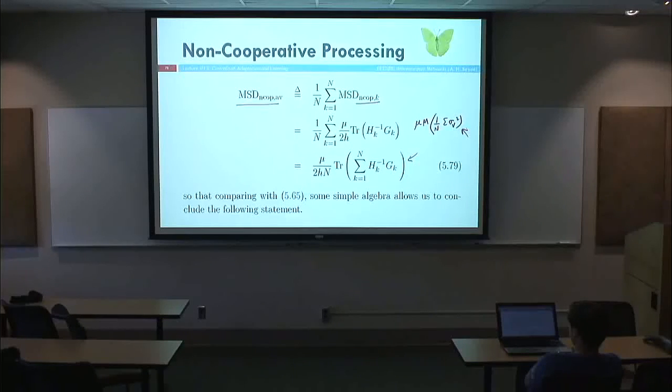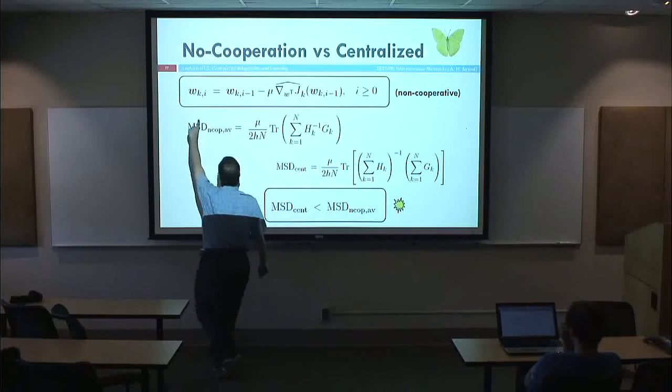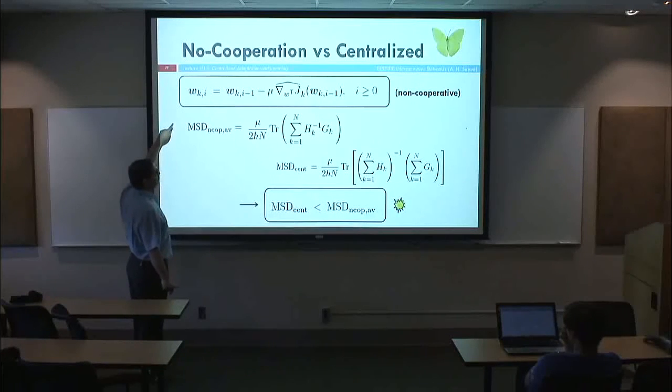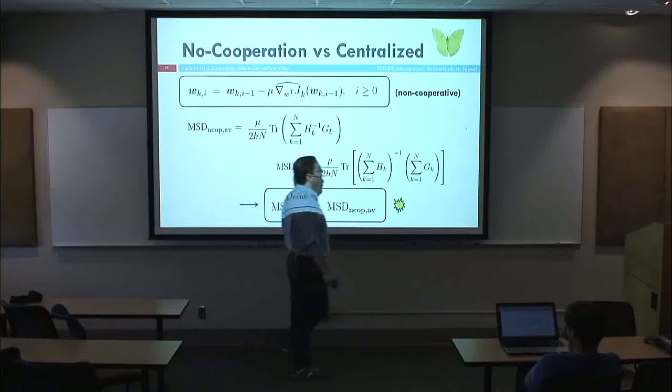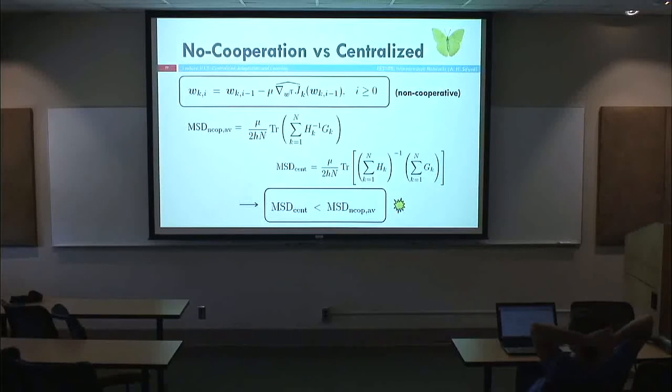Now, let's look at the centralized solution. Sorry, here I'm just repeating what I had on the previous slide. The non-cooperative expression is the first line, okay. This is the general case, okay, so there is a small typo here. This should be a star, right, because I'm talking about the general case, okay.